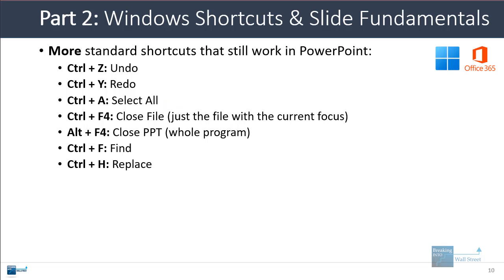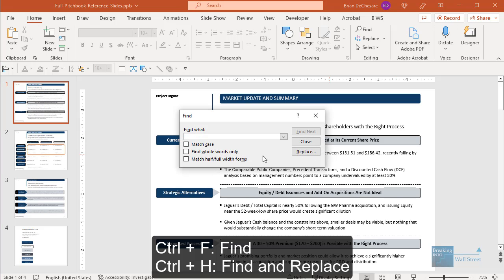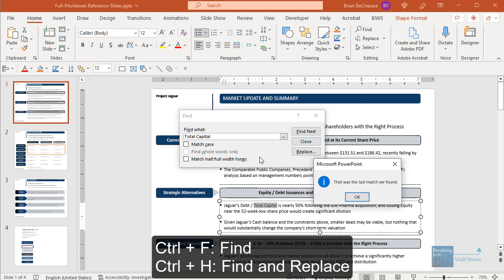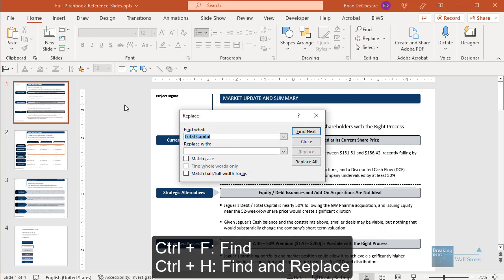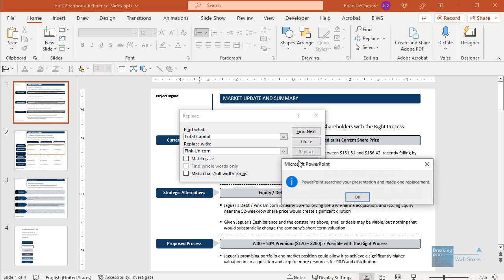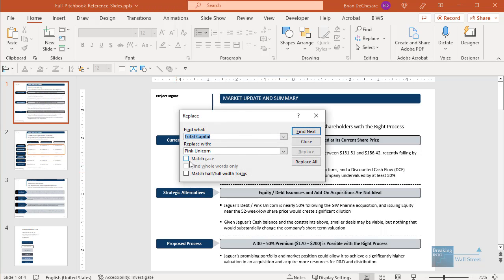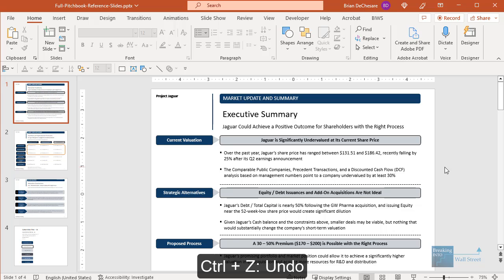We can use Control F and Control H to find and replace. So Control F, I can search for something like total capital. And then it just shows me all the references here. I can go in and I can say total capital, and I can replace this with pink unicorn, for example. And now we see that I've replaced it. Obviously, this doesn't make any sense, so I'll press Control Z to change it back to total capital.